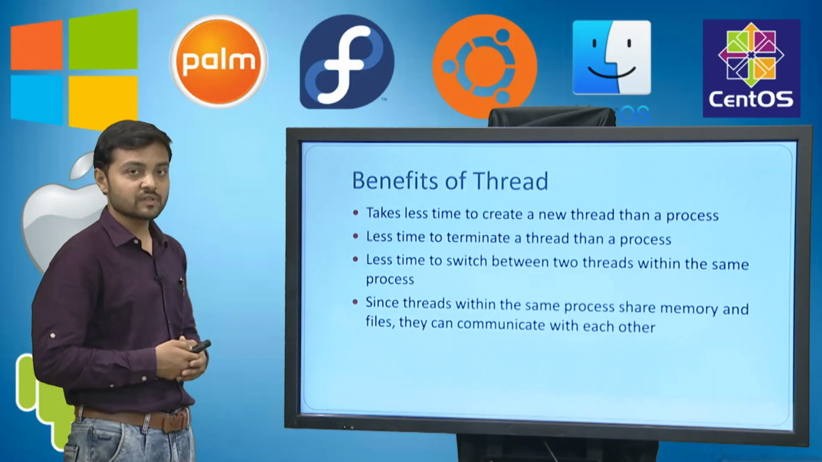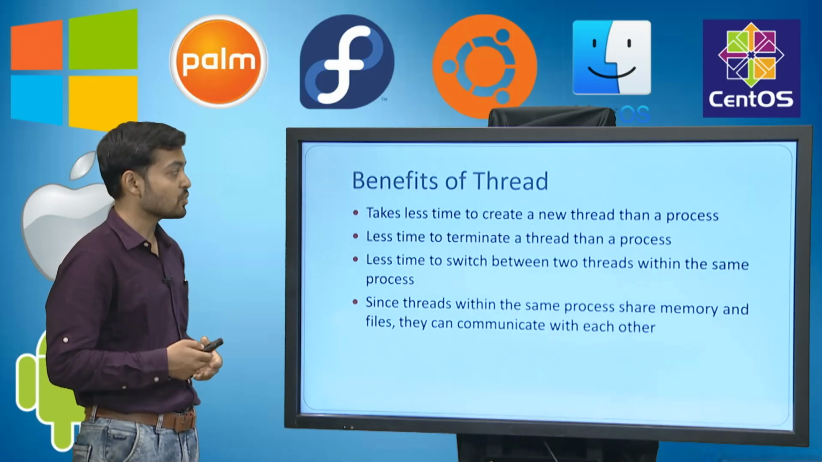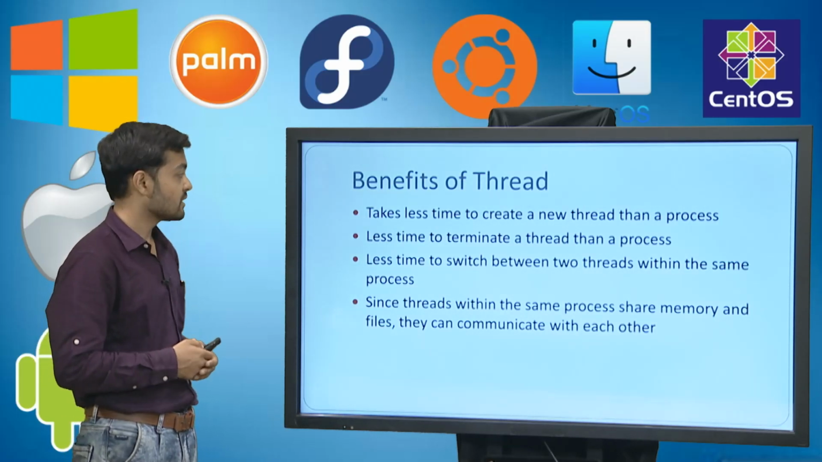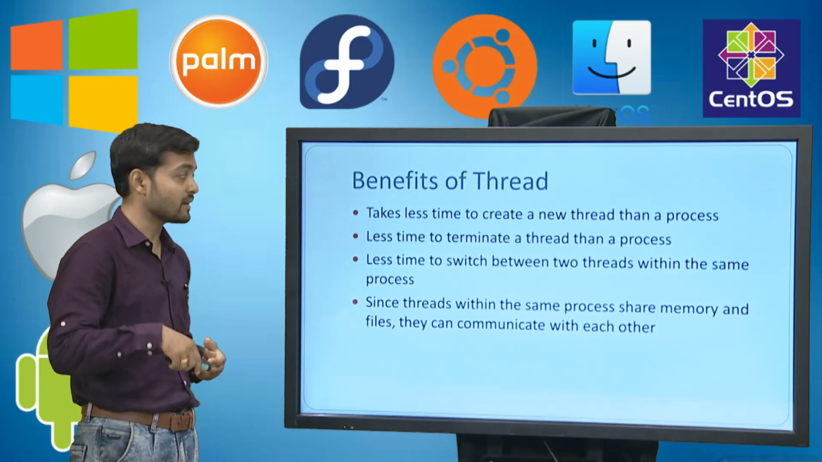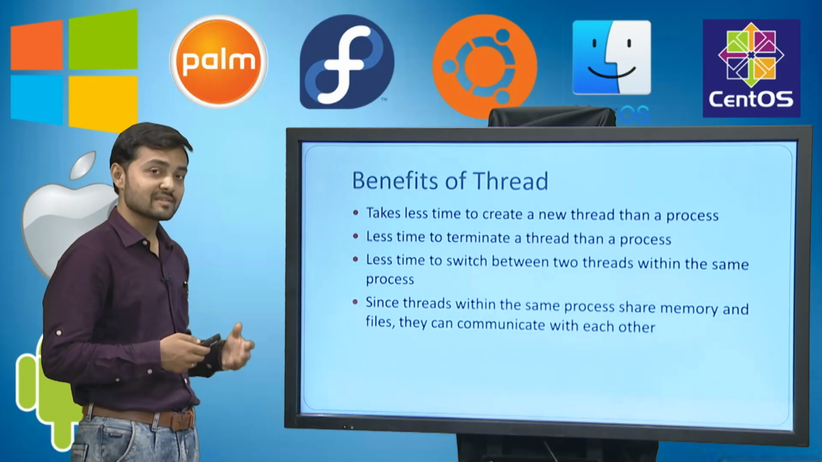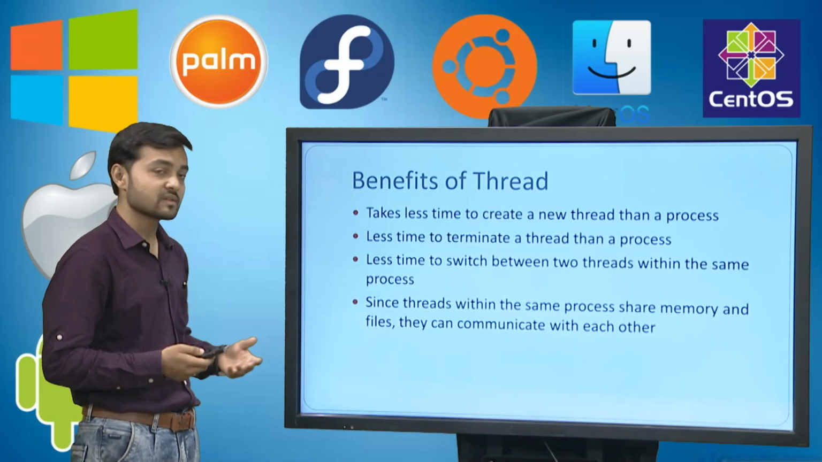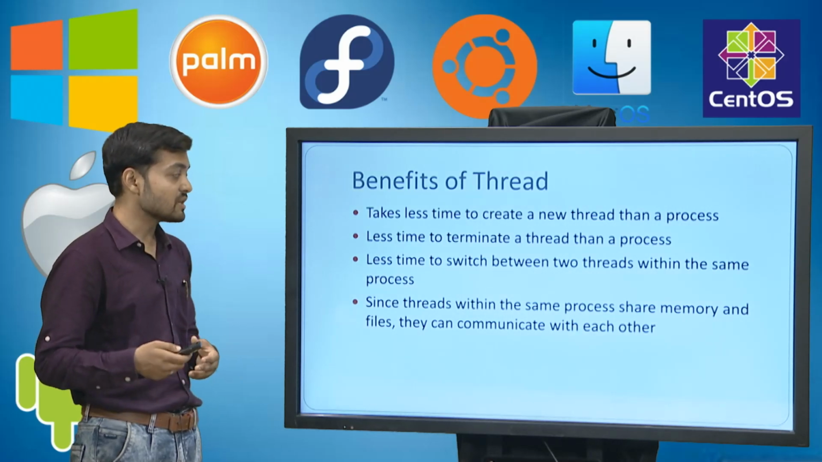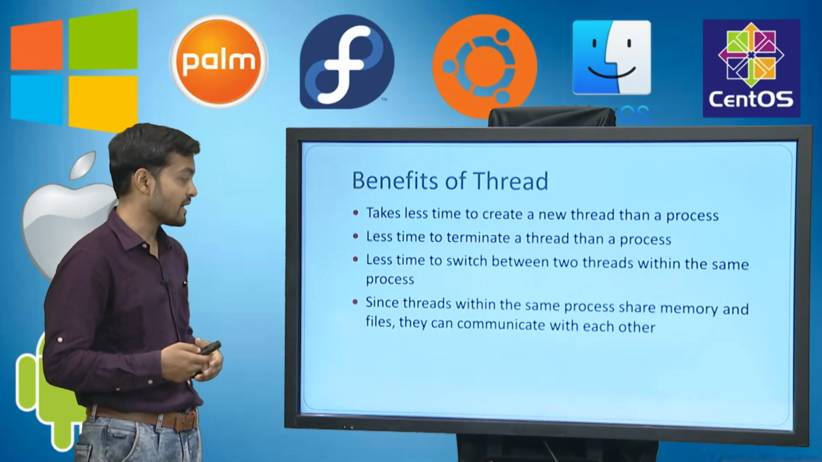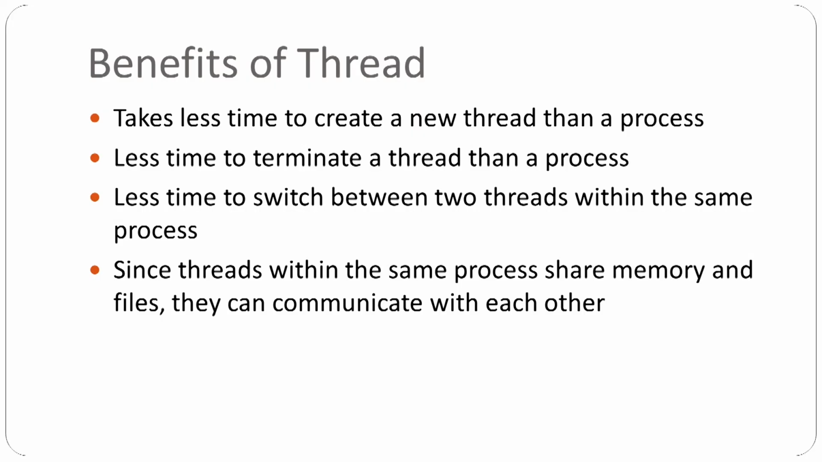Which are the benefits of threads? It takes less time to create a new thread than a process. It takes less time to terminate a thread than a process. It takes less time to switch between two threads within the same process. Since threads within the same process share memory and files, they can communicate with each other very easily.